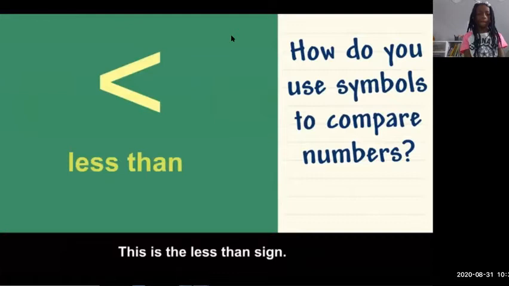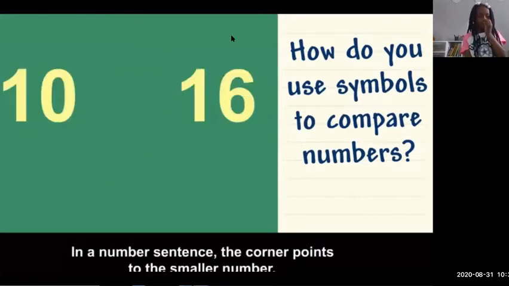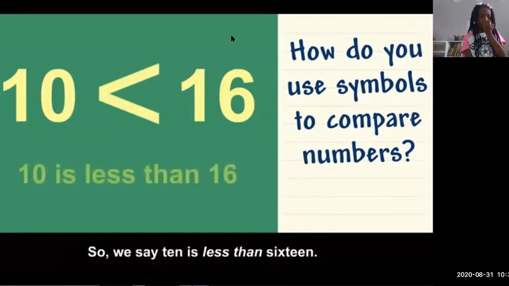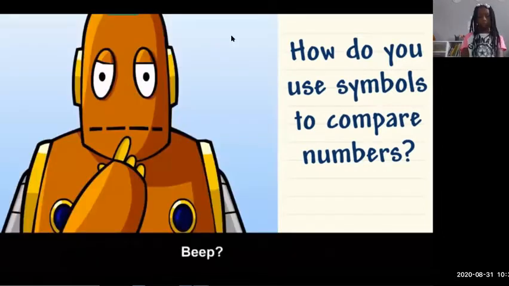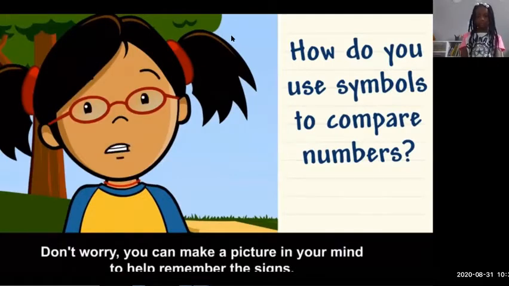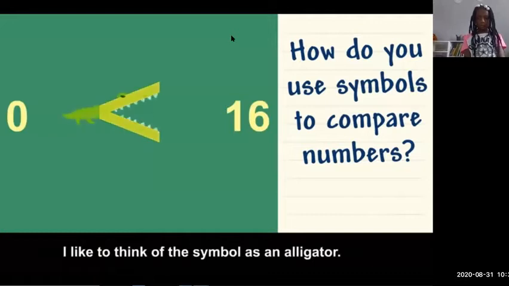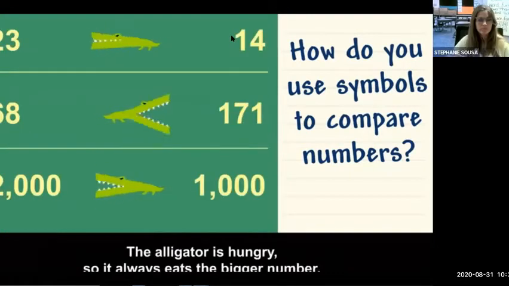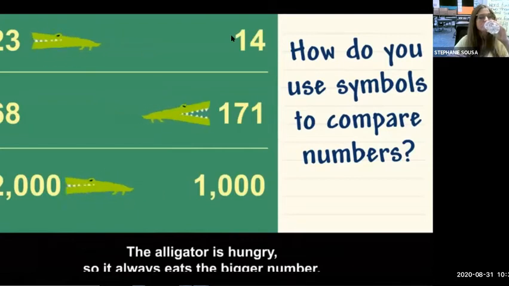This is the less than sign. In a number sentence, the corner points to the smaller number. So we say 10 is less than 16. Don't worry, you can make a picture in your mind to help remember the signs. I like to think of the symbol as an alligator. The alligator is hungry, so it always eats the bigger number.